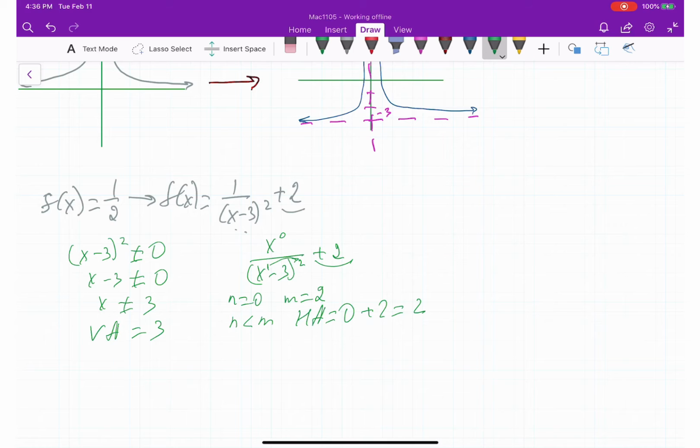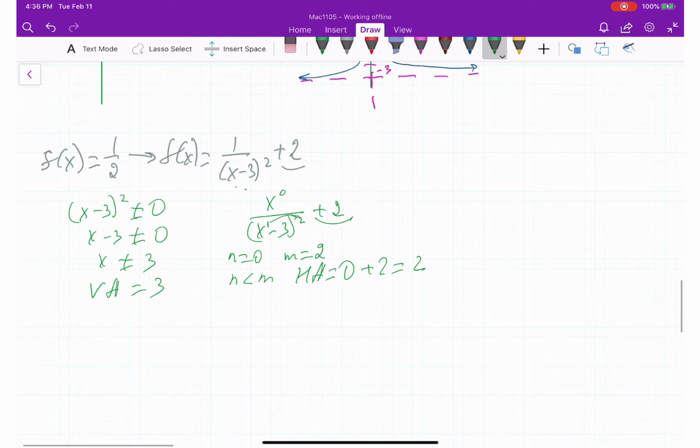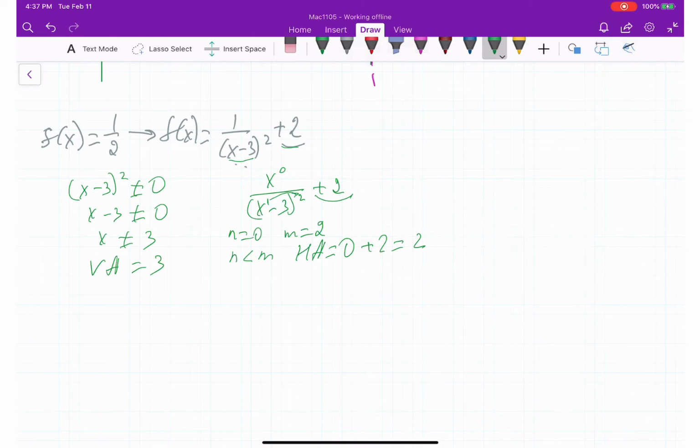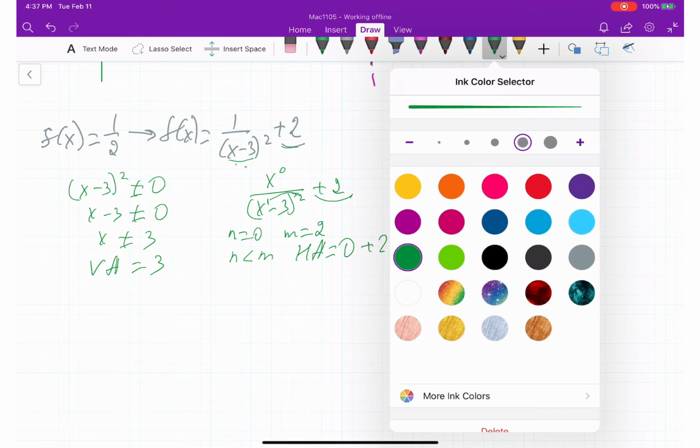So either by horizontal asymptote and vertical asymptote, you can transform, or you can transform the way I taught you, change of x and change of y. So x is going to change by a positive 3 shift, and y is going to be shifted by positive 2, practically. So let's draw this graph.